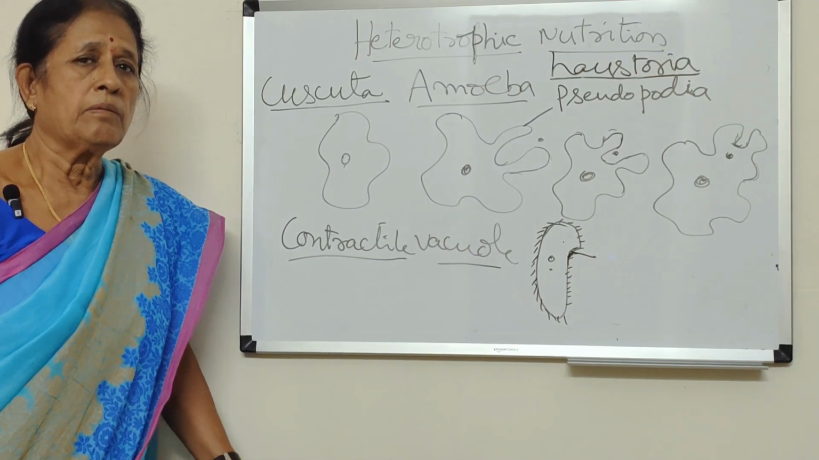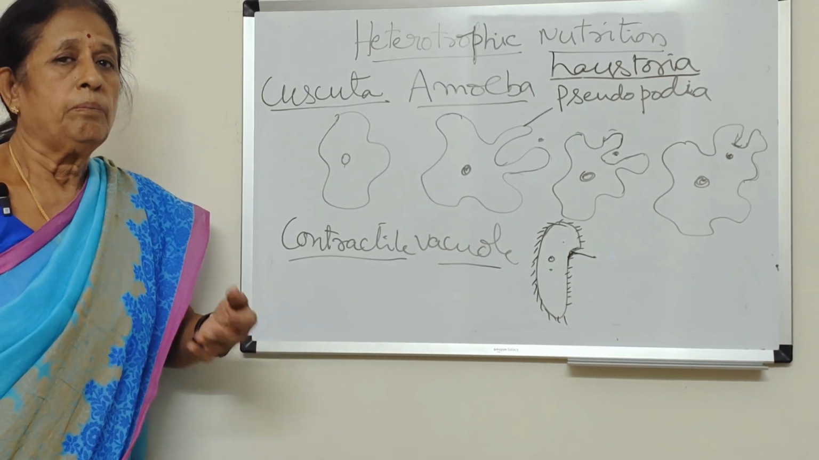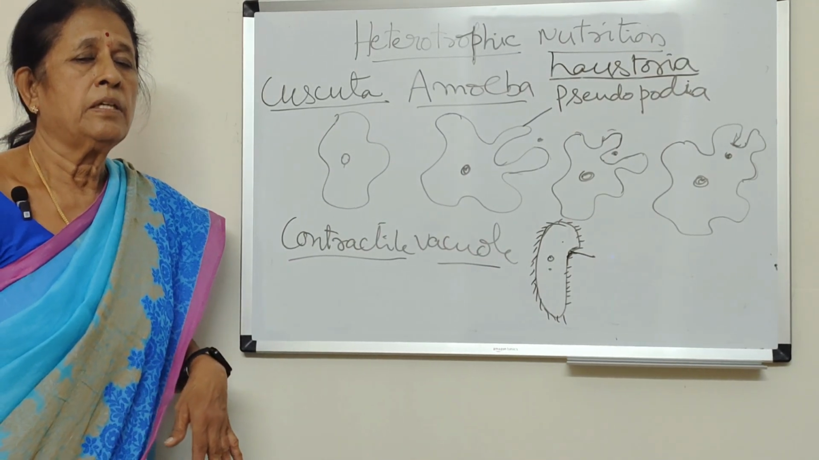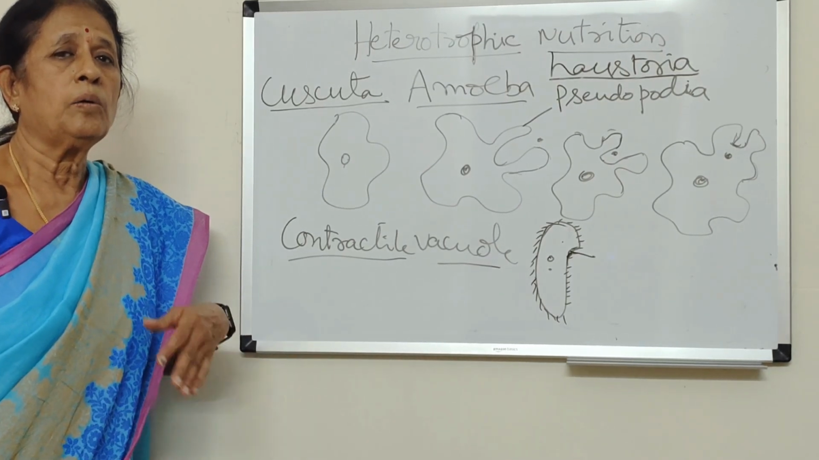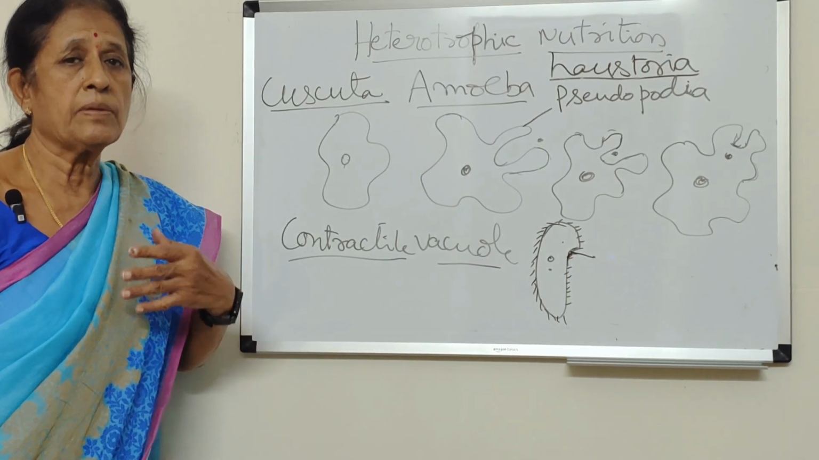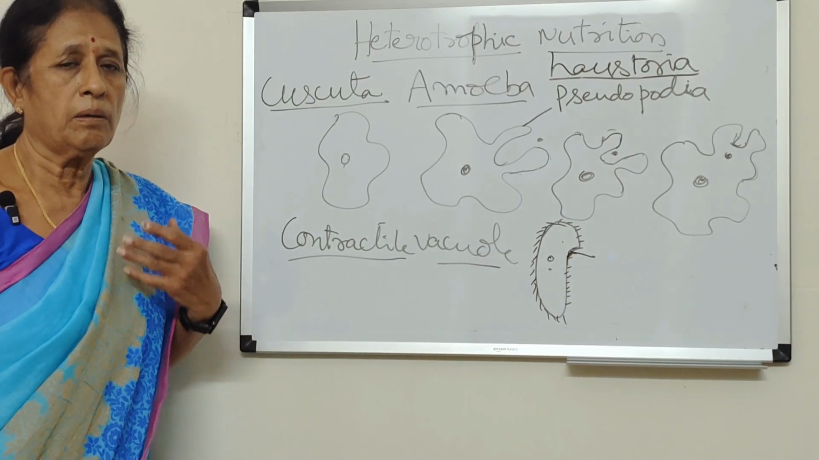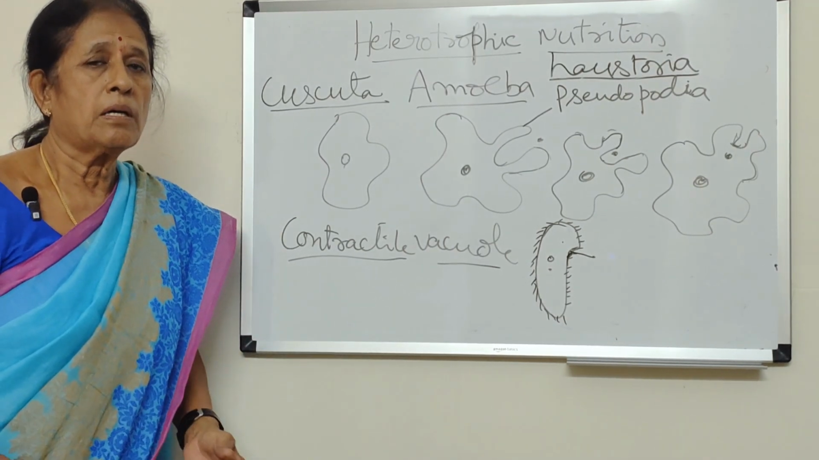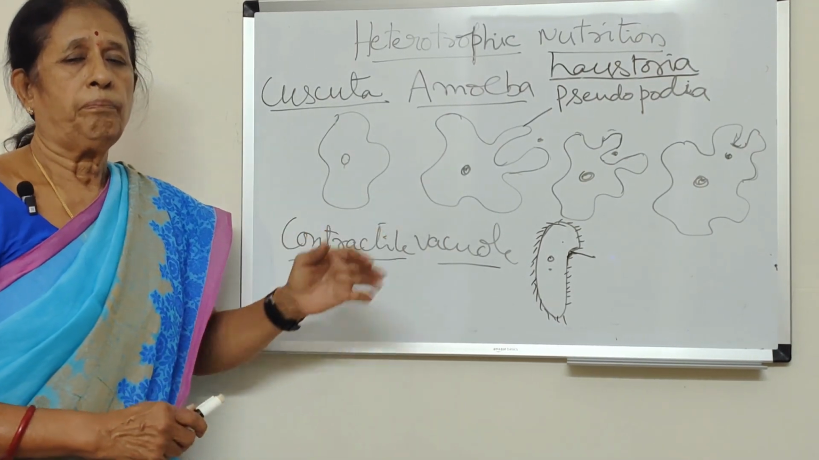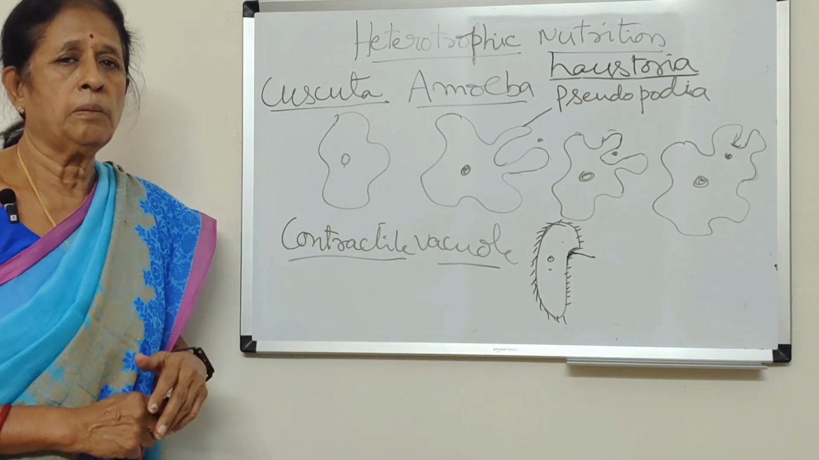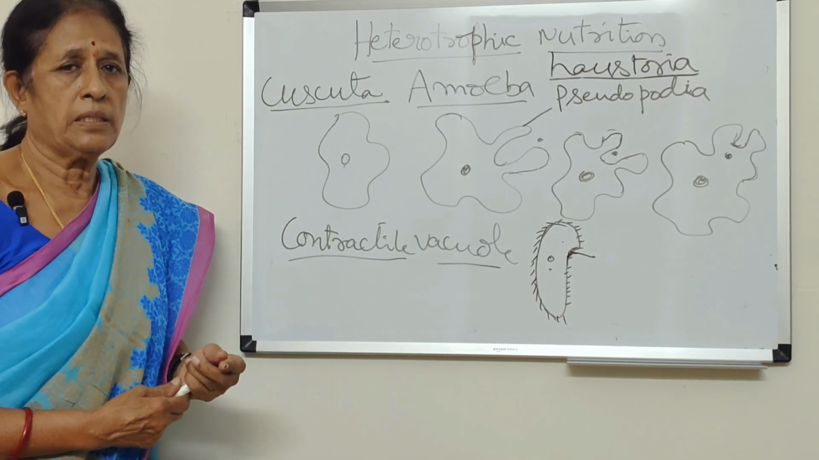And in the next class, we can see how man takes his food material and how the food will get digested. It is a very complicated, evolved process. Many organs are involved in the process of digestion in man. That we shall see in the next class.